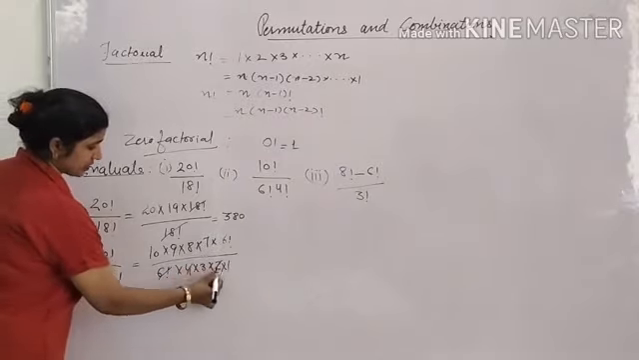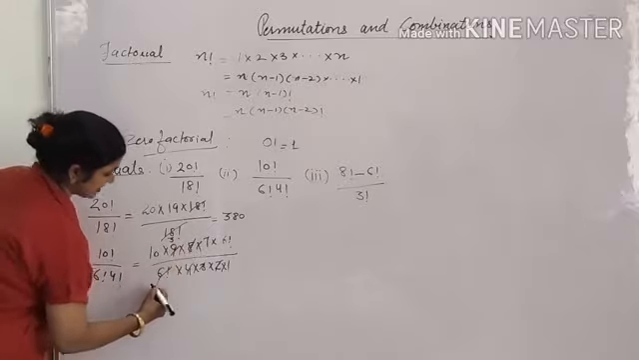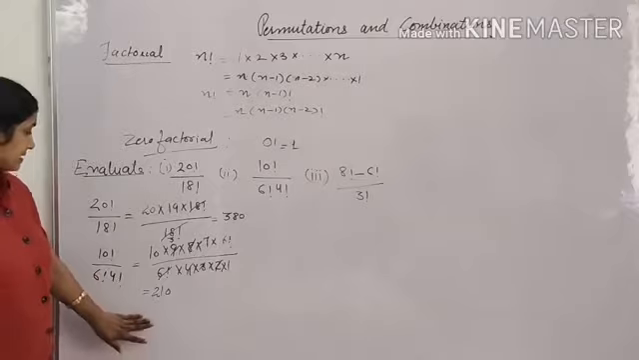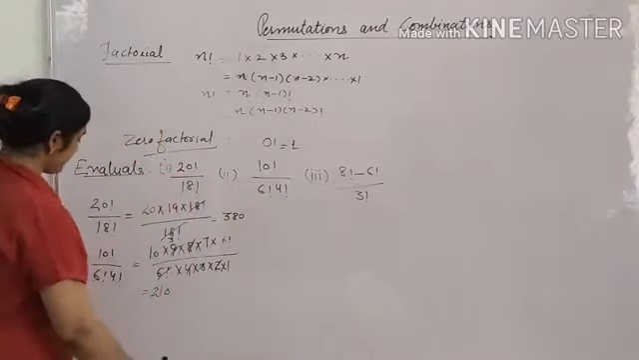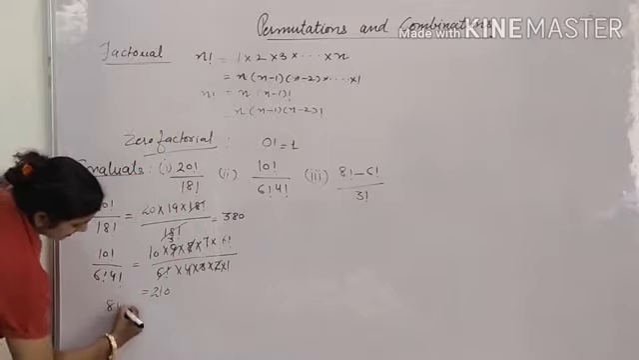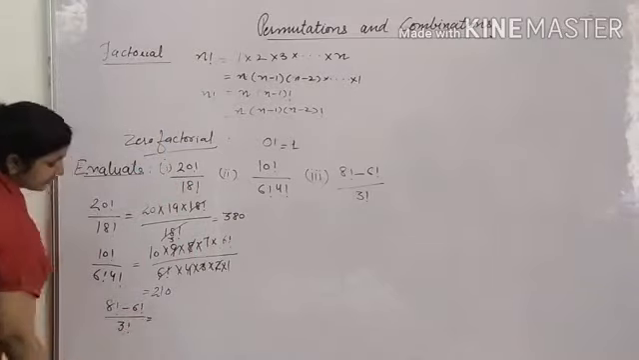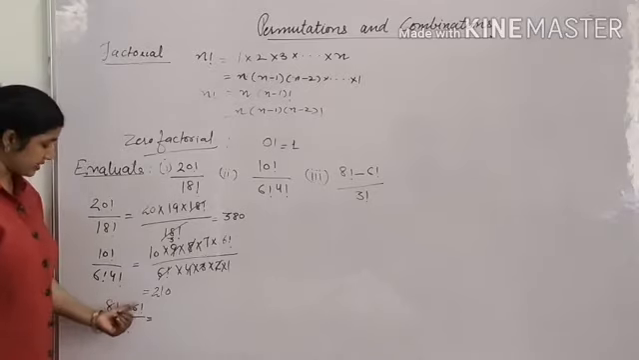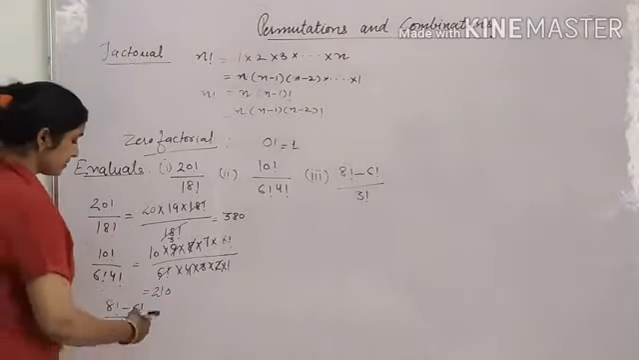This 4 2s are 8, 3 3s are 9, and the result is 210. Next, you can take this example. Again, 8 factorial minus 6 factorial divided by 3 factorial. The biggest among these is 8. So reduce 8 factorial first to 6 factorial so that 6 factorial can get common.